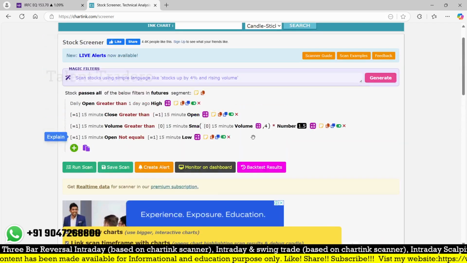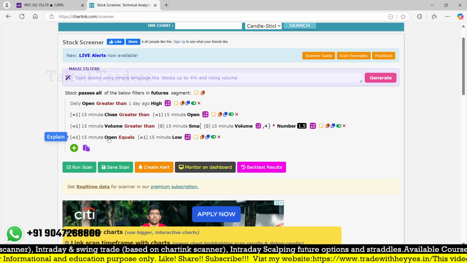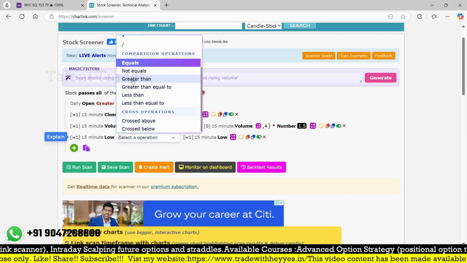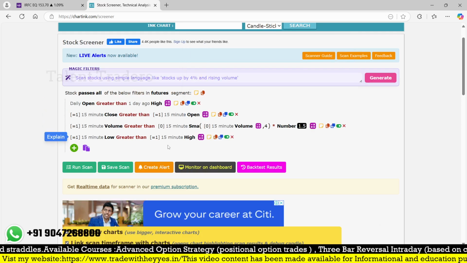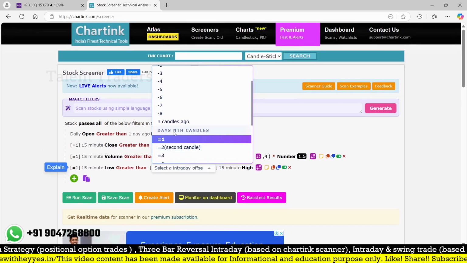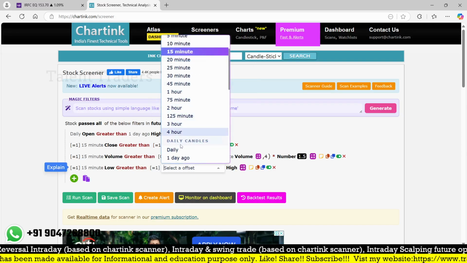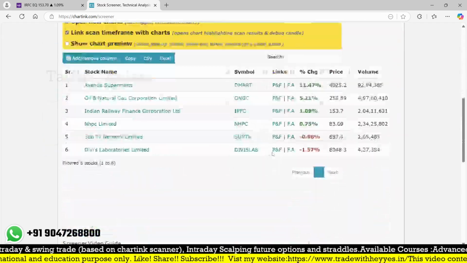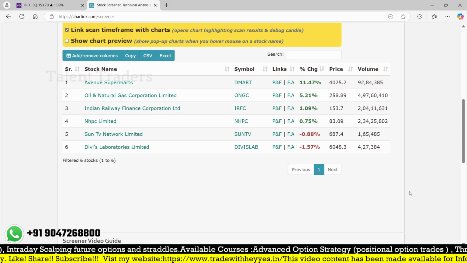Okay, so we can use one more condition. Open equals that the low of the particular candle is greater than the high of 1 day ago. That means low also greater than. We should change it to daily. Maybe this will work? 1 day ago. Yeah, only 6 stocks from this, because it always opens higher than the previous one, NHPC.